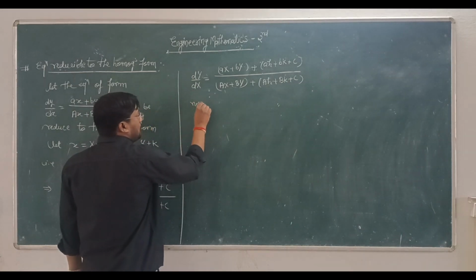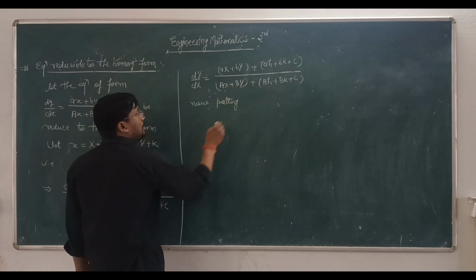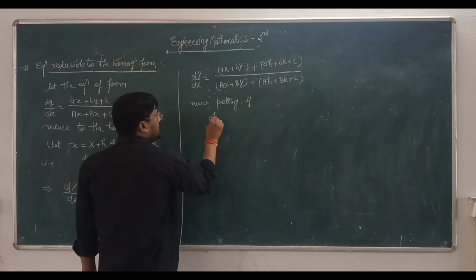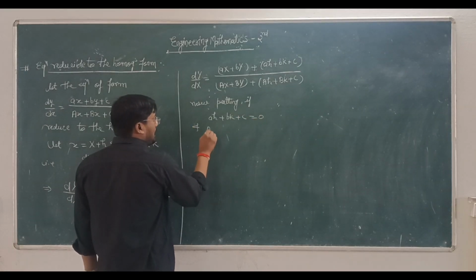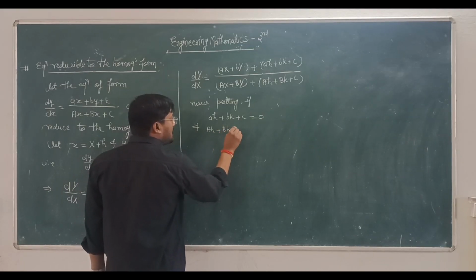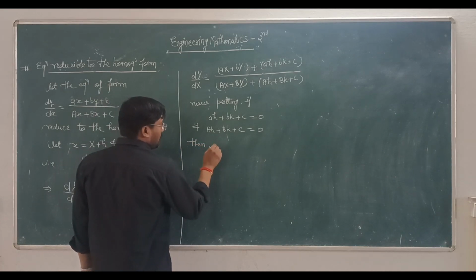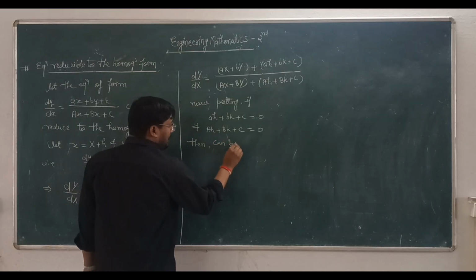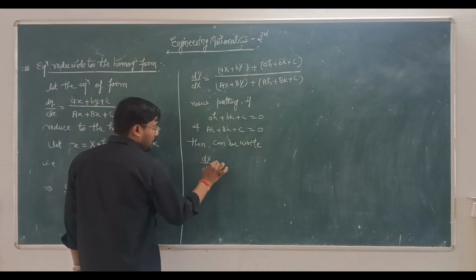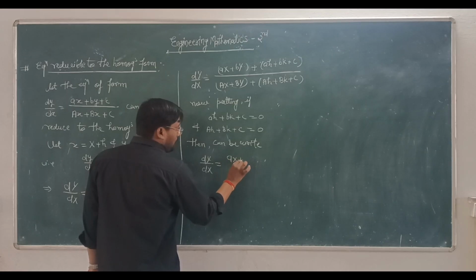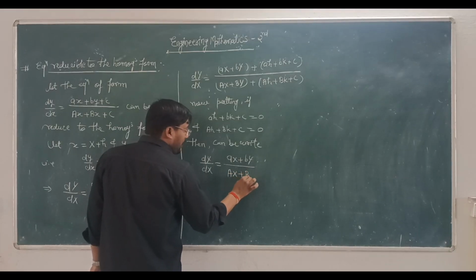Now putting, if ah plus bk plus small c is equal to 0 and capital A h plus capital B k plus capital C is also equal to 0, then you can write d capital Y of d capital X is equal to ax plus by plus c total upon a capital X plus b capital Y.